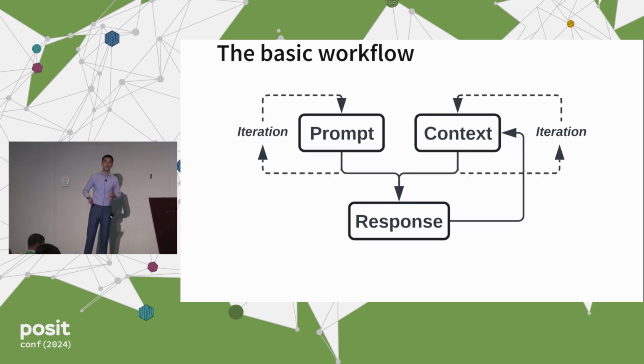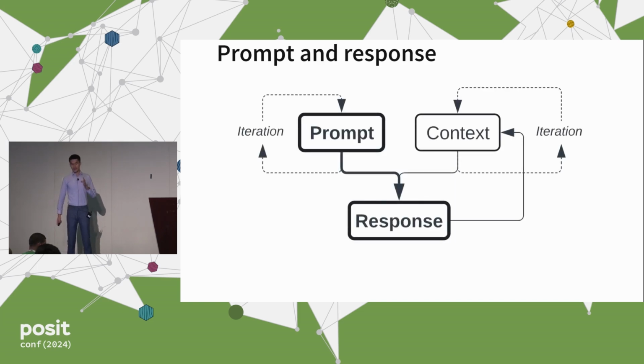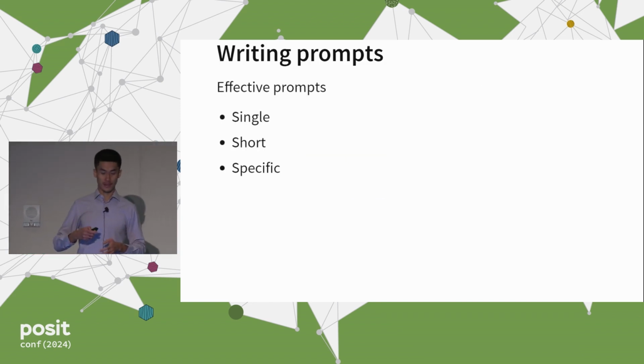Now, I divide the basic workflow of using Copilot in R Shiny into 4 parts: prompt, response, context, and iteration. I will go through them now. The first part is the prompt response workflow. So what's a prompt? We have all seen a lot of great prompts given by Melissa, given by Joe, and the prompt is something that we write either in human language or in code with the direct purpose for Copilot to provide a response. Now, according to Microsoft, there are 3 principles of writing effective prompts: single, short, and specific.